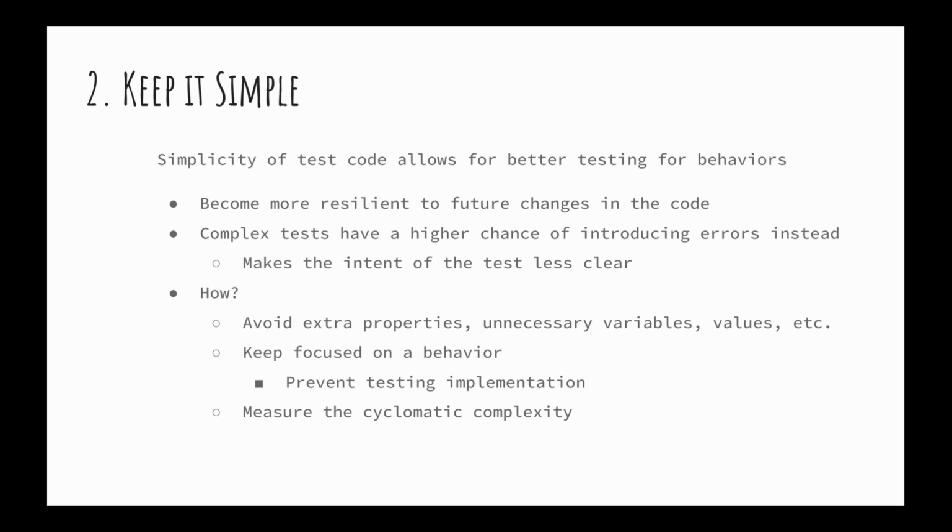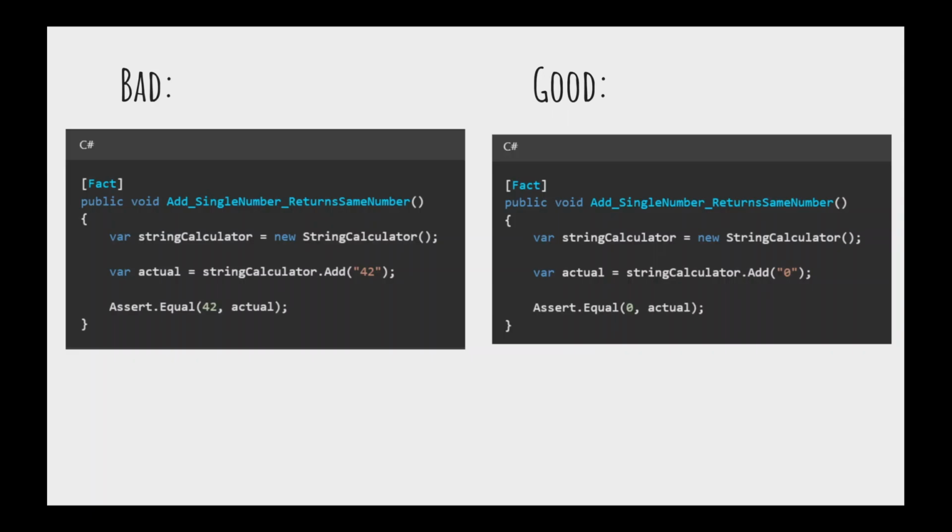You don't want to test multiple behaviors in one unit test, because these unit tests are supposed to be isolated. They're supposed to be very simple and focus on a single behavior. And the more behaviors that you're testing in one single unit, you're going to go towards more testing for implementation, which you don't want to do with unit tests. You can also measure the cyclomatic complexity as well.